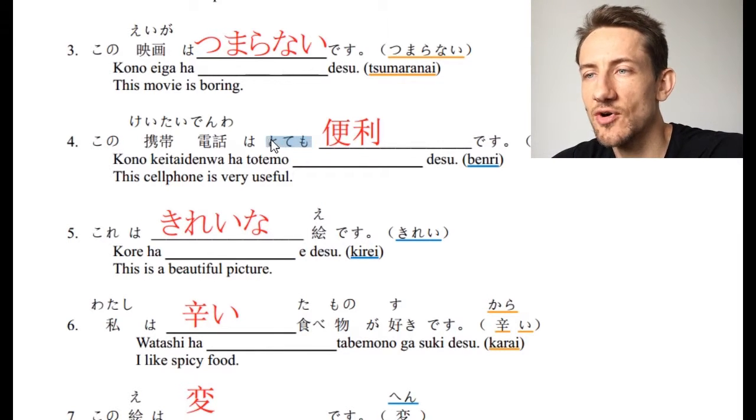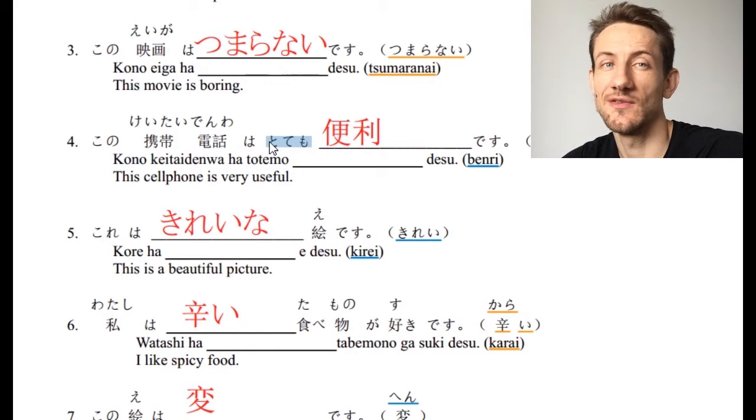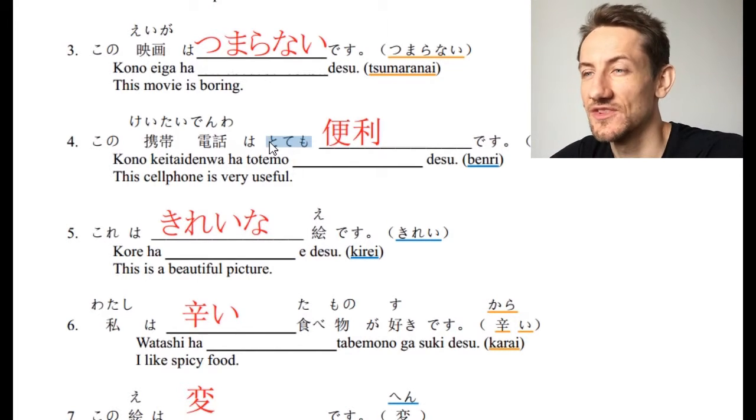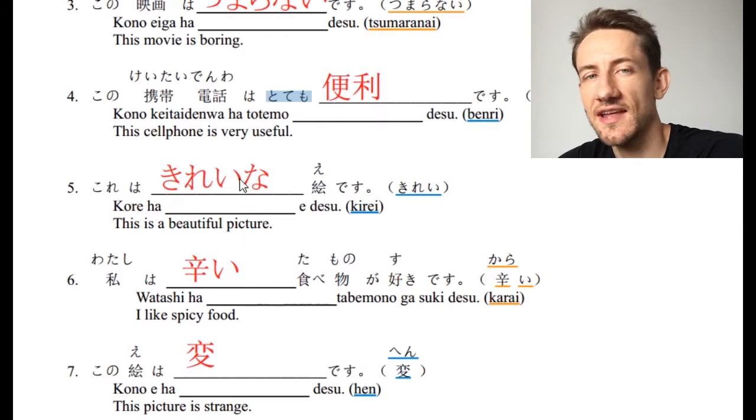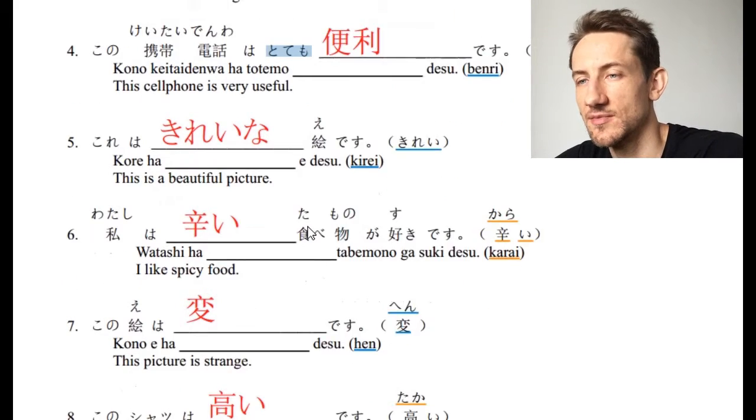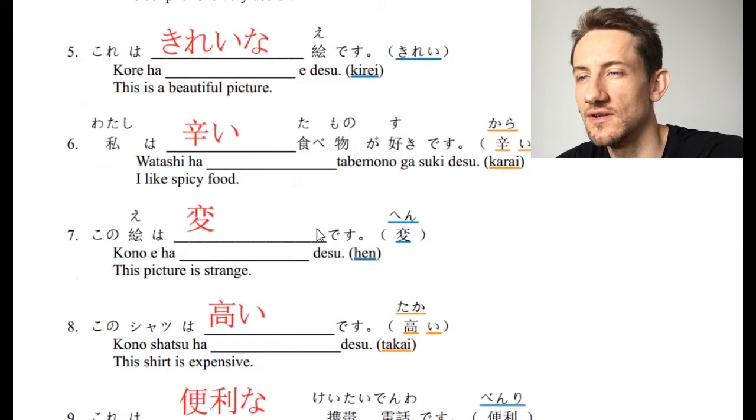And this word right here, とても, is a very good word to learn because it's a good way to express a strong feeling. It's like very or really. とても便利. Really convenient. とても. And number 5, これはきれいな絵です。これはきれいな絵です。This is a beautiful picture. So because きれい and 絵 are next to each other, we need な。きれいな絵です。Number 6, 私は辛い食べ物が好きです。私は辛い食べ物が好きです。I like spicy food.